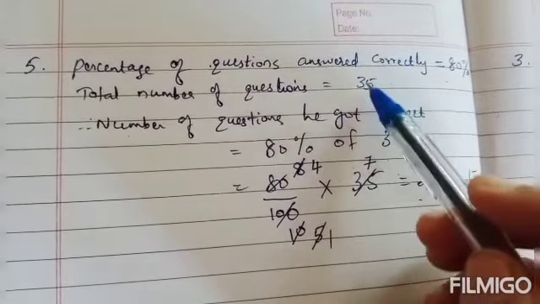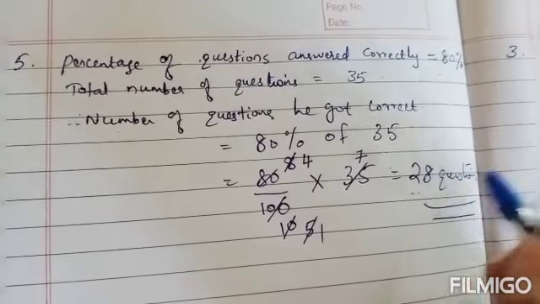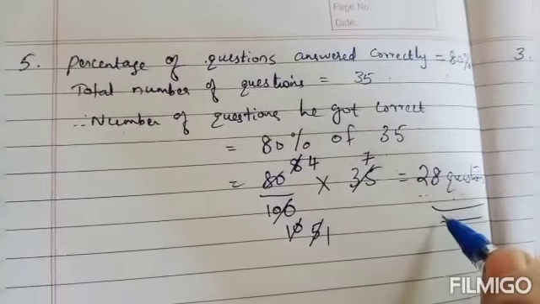Total 35 questions were there. Out of that 35, 28 questions. For 28 questions, he got correct answer.